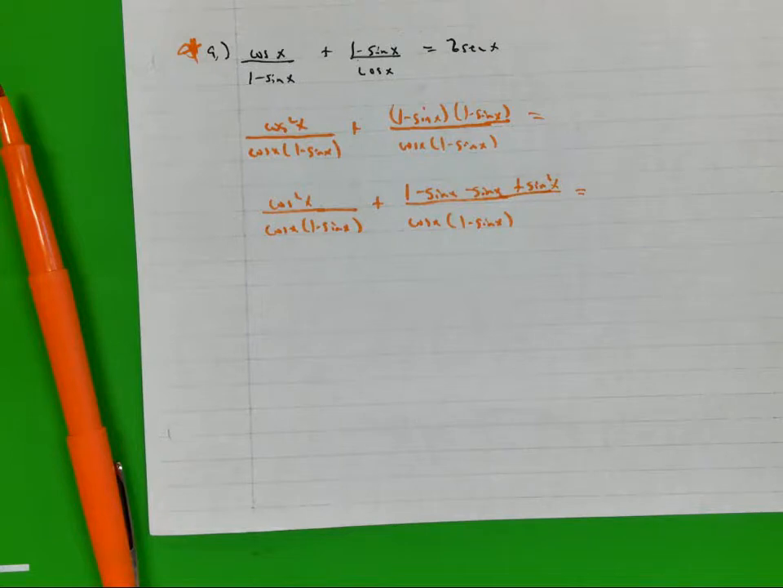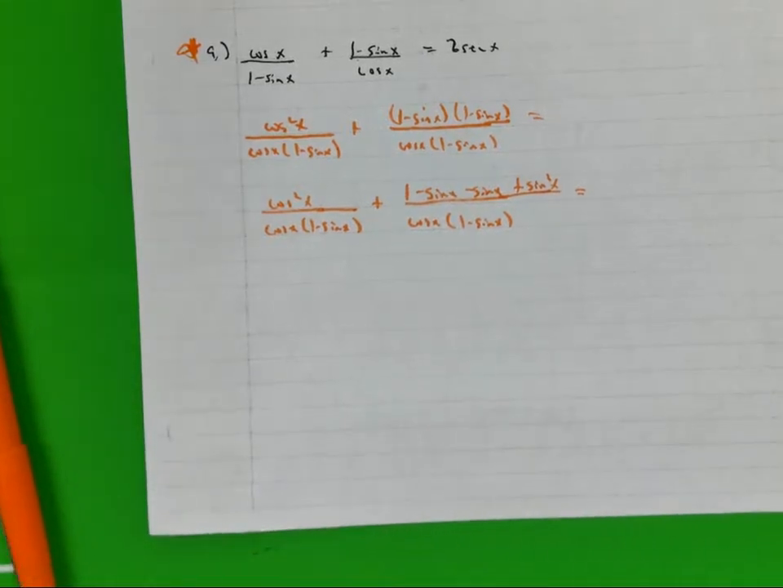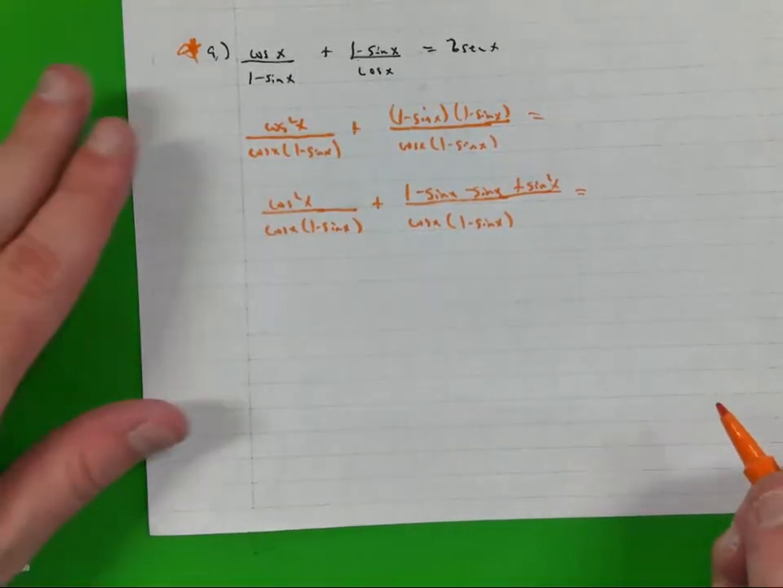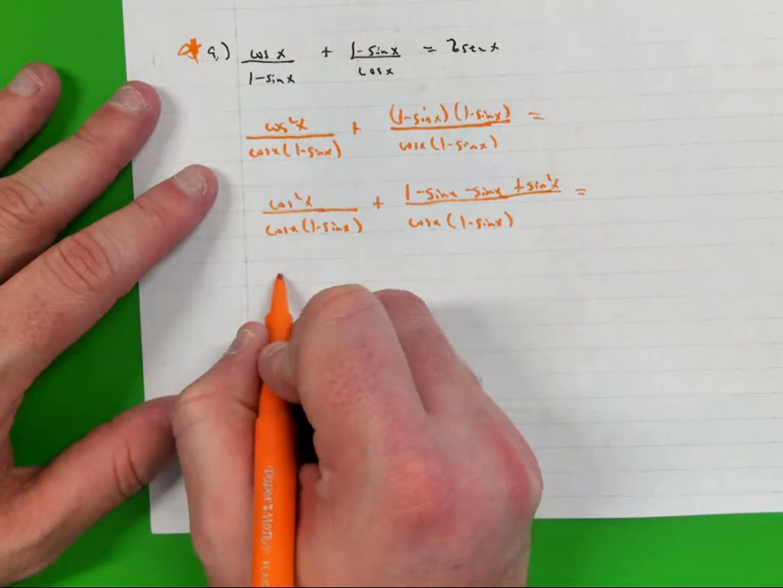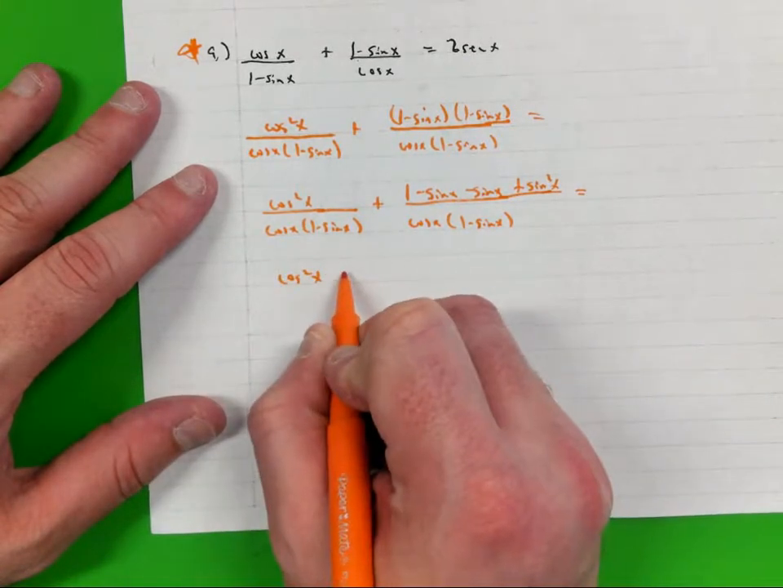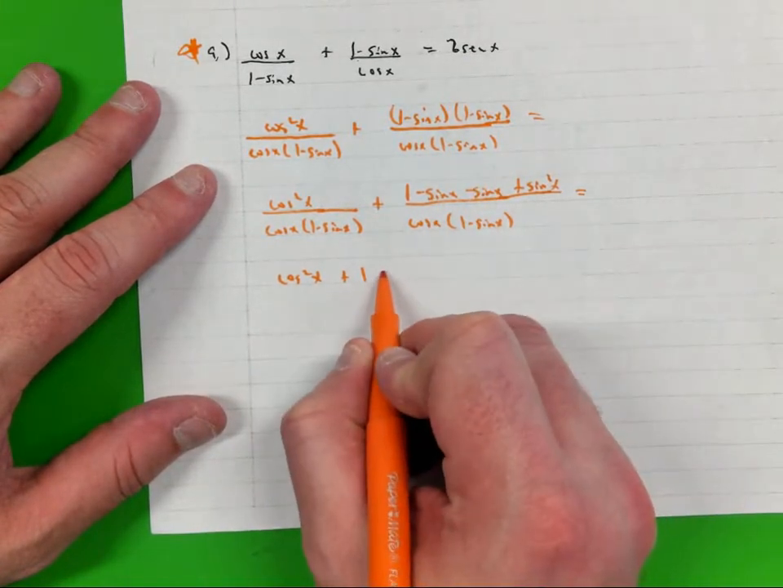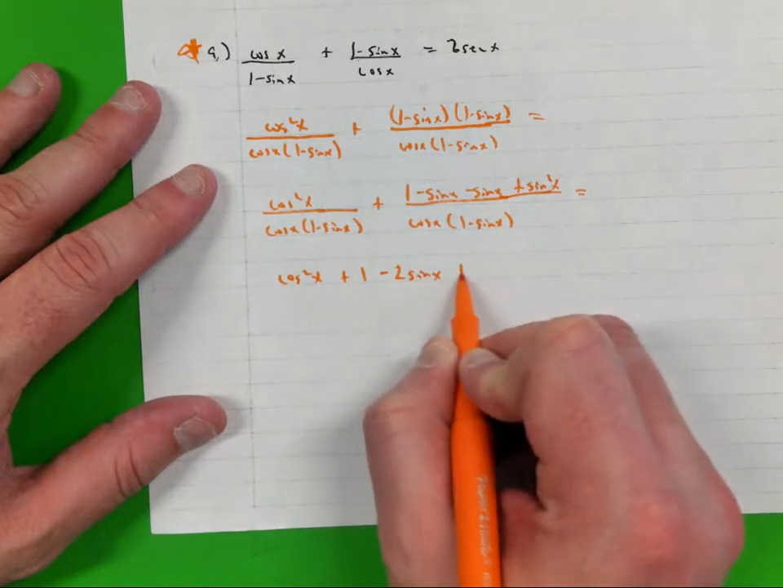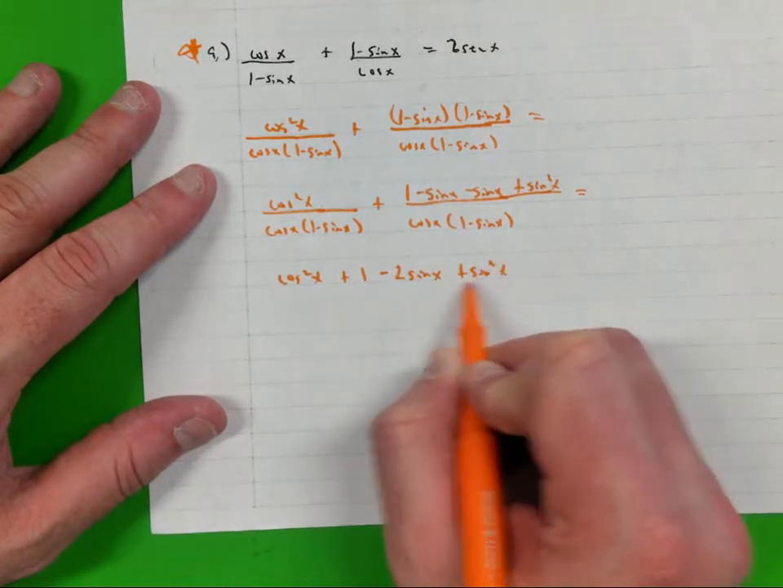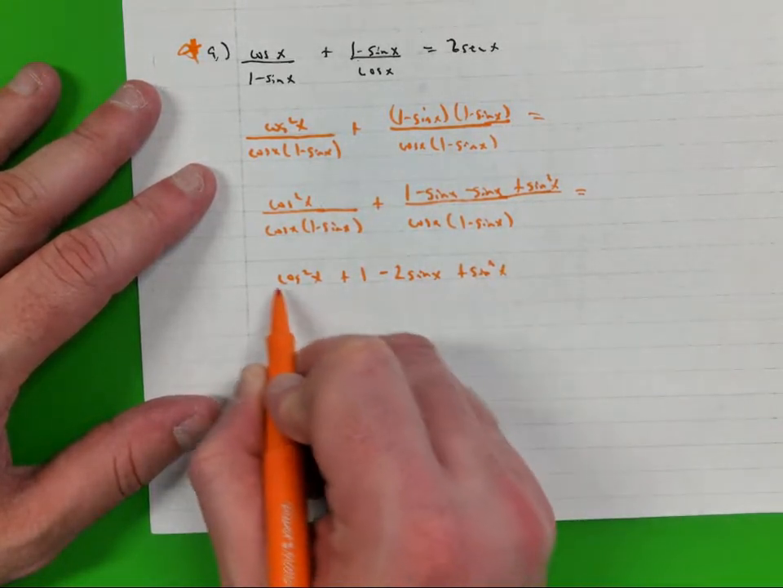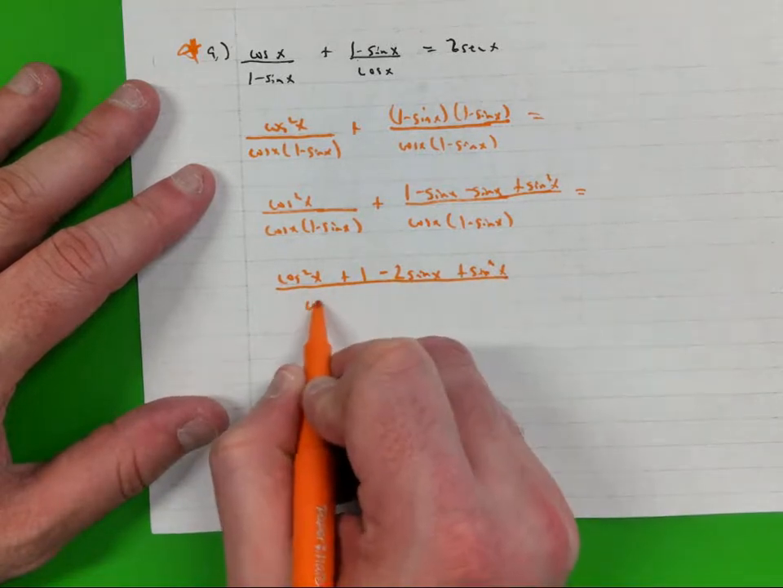All good so far. I'm going to combine these like terms. This will be negative 2 sine x plus sine squared x. I cannot combine this because it's sine and sine squared. All over.